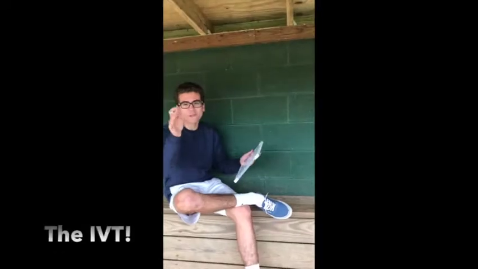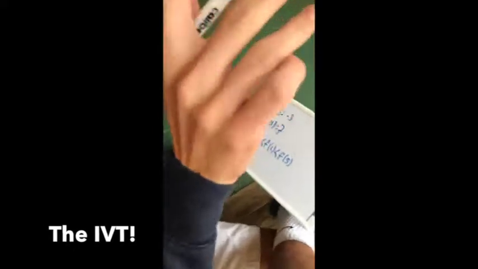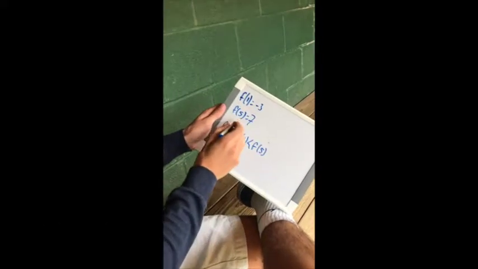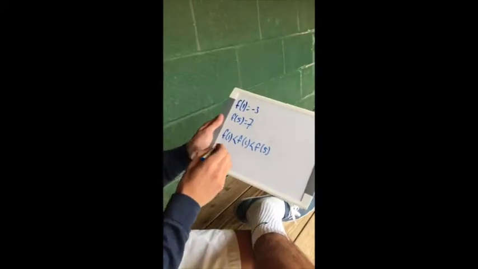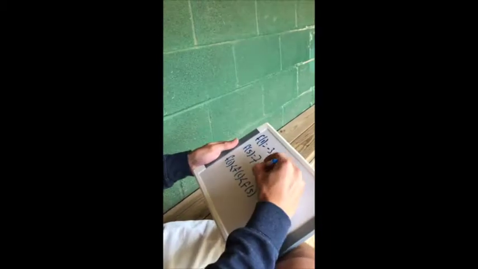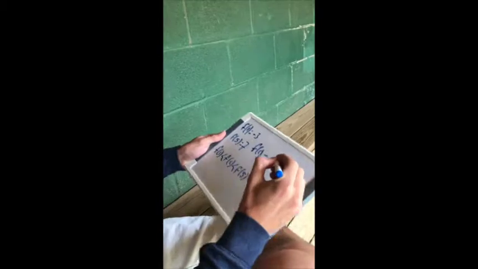Math break. Shalom again. Let me teach you about the IVT. If we have two facts, f of 1 equals negative 3 and f of 5 equals 7, and we have a continuous and differentiable equation, and we know that f of c is between f of 1 and f of 5, we can prove that at some point f of c will equal 0 by the IVT.